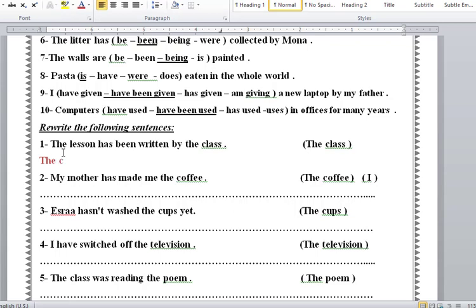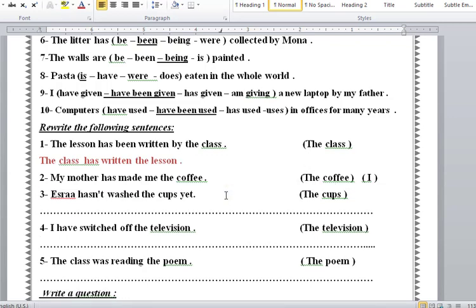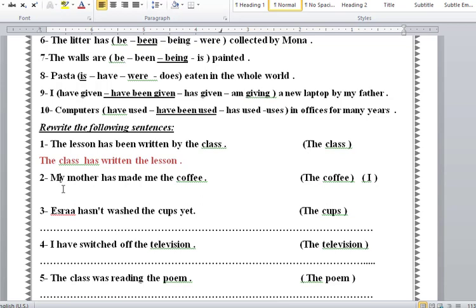So it will be the class. No, we will turn it from passive to active. So the class has written the lesson. We will turn the sentence from passive to active. Has been plus PP, it will be has plus PP. This is active. My mother has made me the coffee, so we will start with the coffee as he said. So it will be the, okay, here we are.